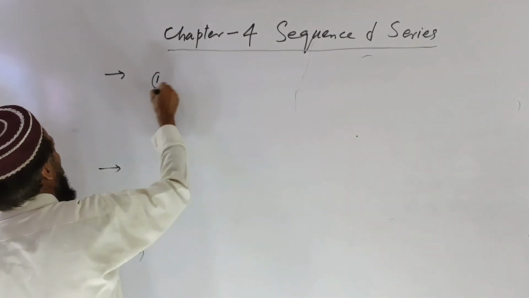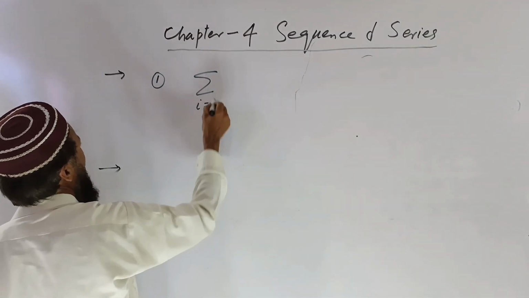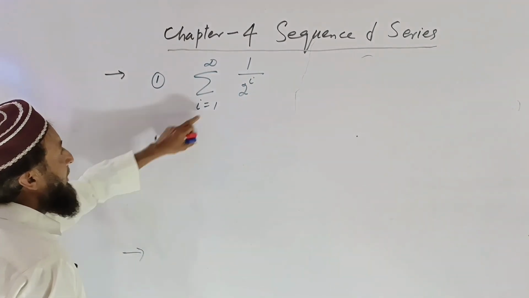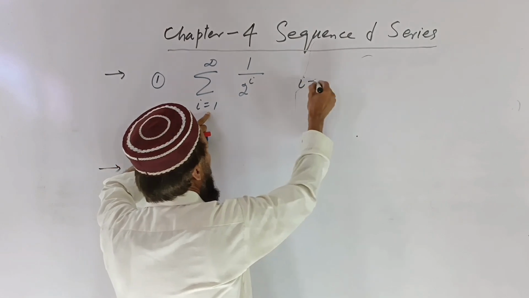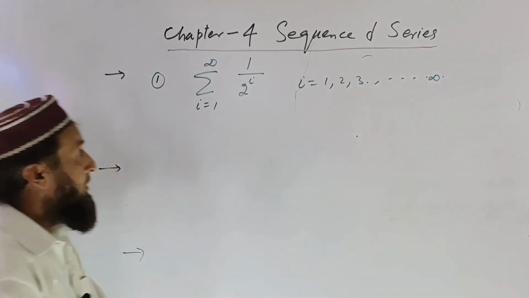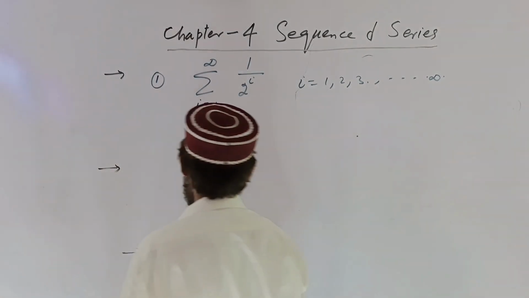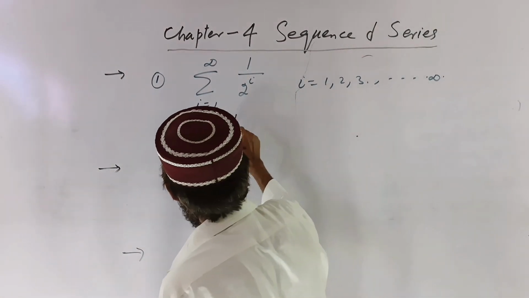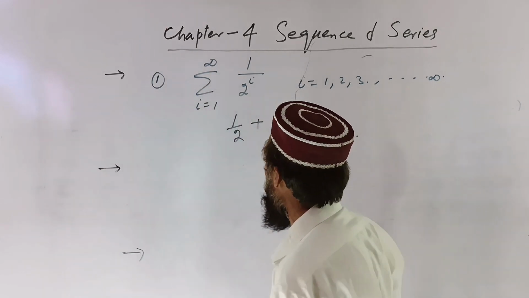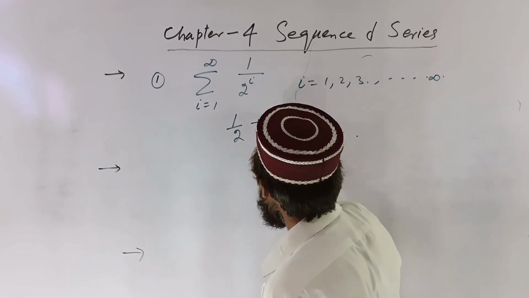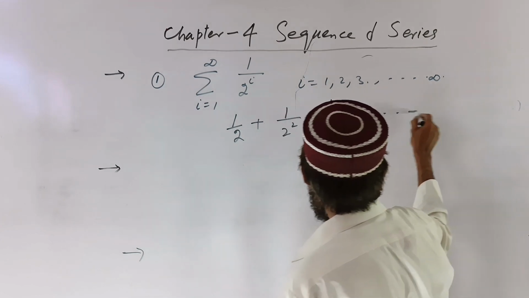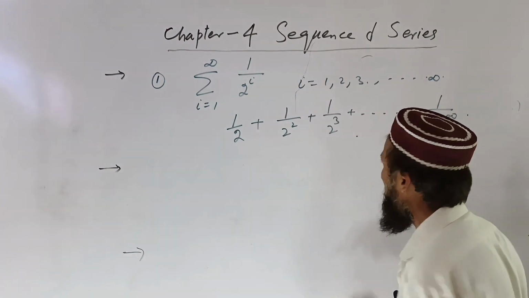Now the summation, I equal to 1 up to infinity, of 1 divided by 2 to the power I. It means that I is equal to 1, 2, 3 up to infinity. How do we calculate their sum? According to this formula, if we replace I with 1, sigma means summation, so we change it into plus 1 divided by 2 power 2, 1 divided by 2 power 3, and so on, and the last term is 2 power infinity.